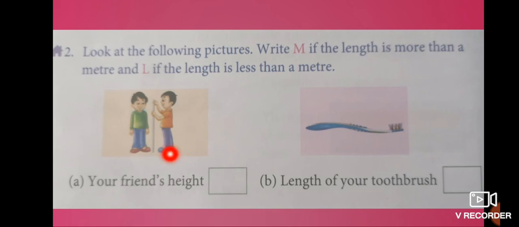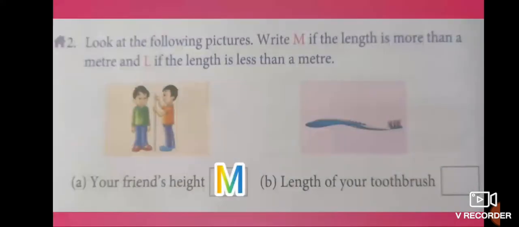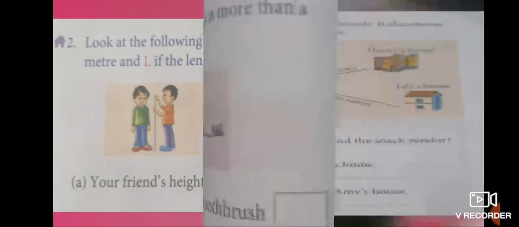Then I'll just teach you how we can do the answer in A question. Your friend's height. Children, definitely the friend's height is more than 1 meter, more than a meter long. So we want to put the tick mark, sorry, not tick mark, write M. Why do we write M here, children? Because write M if the length is more than a meter. So like this you have to find out the answer in B question. What is the length of your toothbrush? M or L? You have to find out.